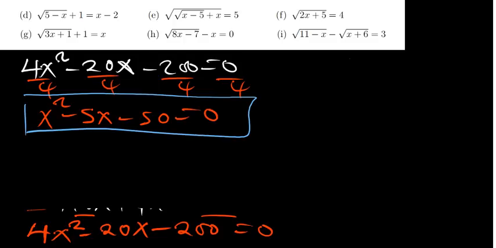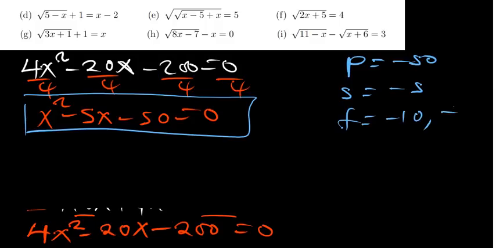Now I've got my simple quadratic equation. The product is negative 50. The sum is negative 5. What will be my factors? My factors are going to be negative 10 and positive 5, not so? Negative 10 and positive 5.